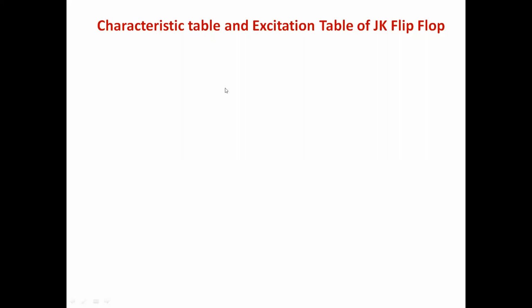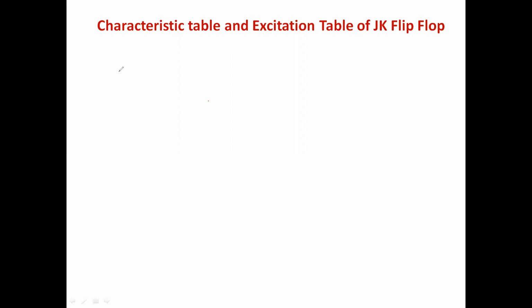Hello everyone. In the previous class, we have studied the working of JK flip-flop. Now we will study the characteristic table and excitation table for JK flip-flop. As I told you in the previous video, the characteristic table is nothing but we will be having the previous output and the present input, and we will be predicting what will be the next state, or what will be the next output. So that information is given by the characteristic table.